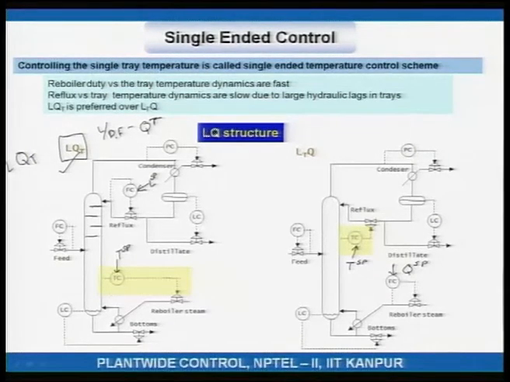Level on tray 1 goes up, then more liquid gets dumped onto the next tray, level on that tray goes up, and then more liquid gets dumped onto the next tray, and so on and so forth. So, there are hydraulic lags associated with the liquid flowing by gravity down the column, right.